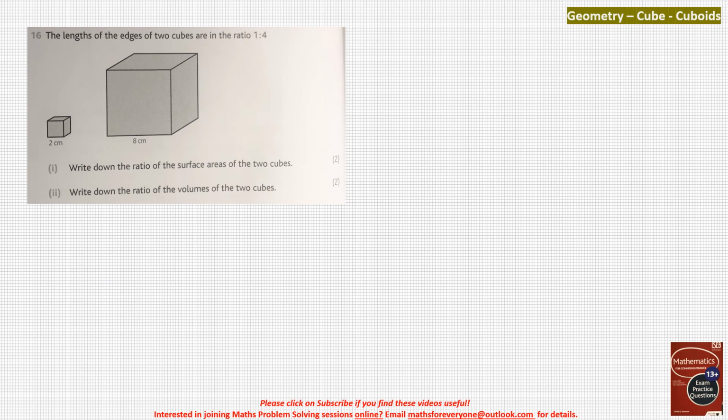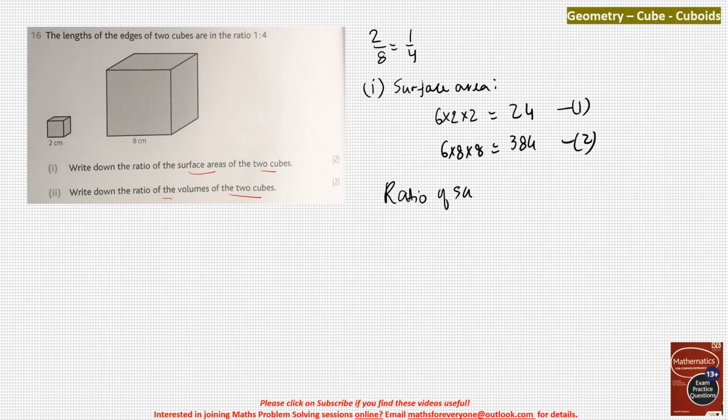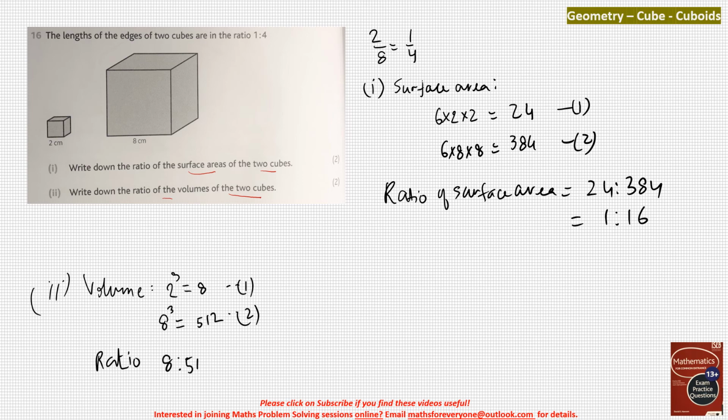Next one is the lengths of the two edges of the cubes are in the ratio 1:4. So write down the ratio of the surface areas of the two cubes and the ratio of the volumes of the two cubes. So all you have to do here is find the surface area of the two cubes and divide one by the other. The next one is to do the volumes and divide one by the other. So what you get is something like this. The surface area ratio will be 1:16, and the volume ratio is going to be 1:64, because 2 cube, 8 cube is 512, so the ratio is 8:512, which is 1:64.